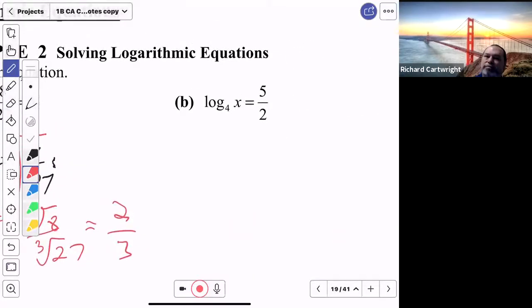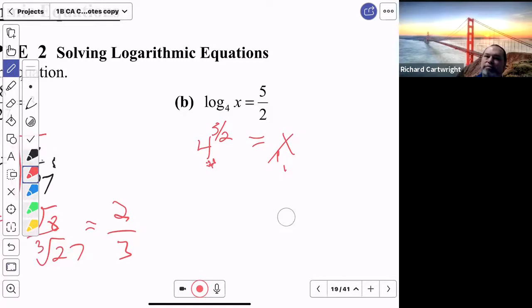Let's continue this madness. Turn it into exponential. 4 to the 5/2, whatever that means to you, has to be the x. Now that looks kind of hard. How am I going to get rid of that? I don't have to get rid of nothing. It's already done. That is the answer. x is 4 to the 5/2. But let's see if we can get it simpler.